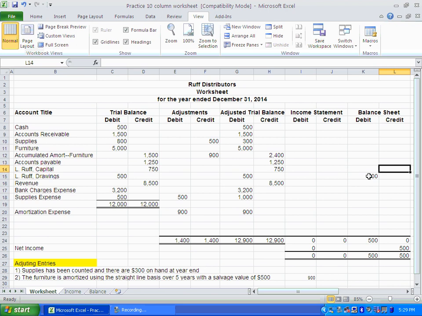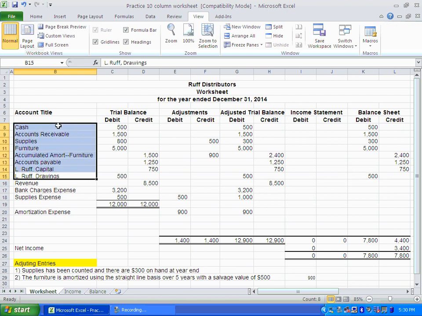Okay, $500 to drawings, $750 to capital, $1,250 to accounts payable, $2,400 to amortization. Switching over to the debit side again because we're in the assets, $5,000 to furniture, $300 to supplies, and I get that number straight from the adjusted trial balance, $1,500 to accounts receivable, and last but not least, $500 to cash. Okay, now those are all the accounts from drawings up that end up on the balance sheet.